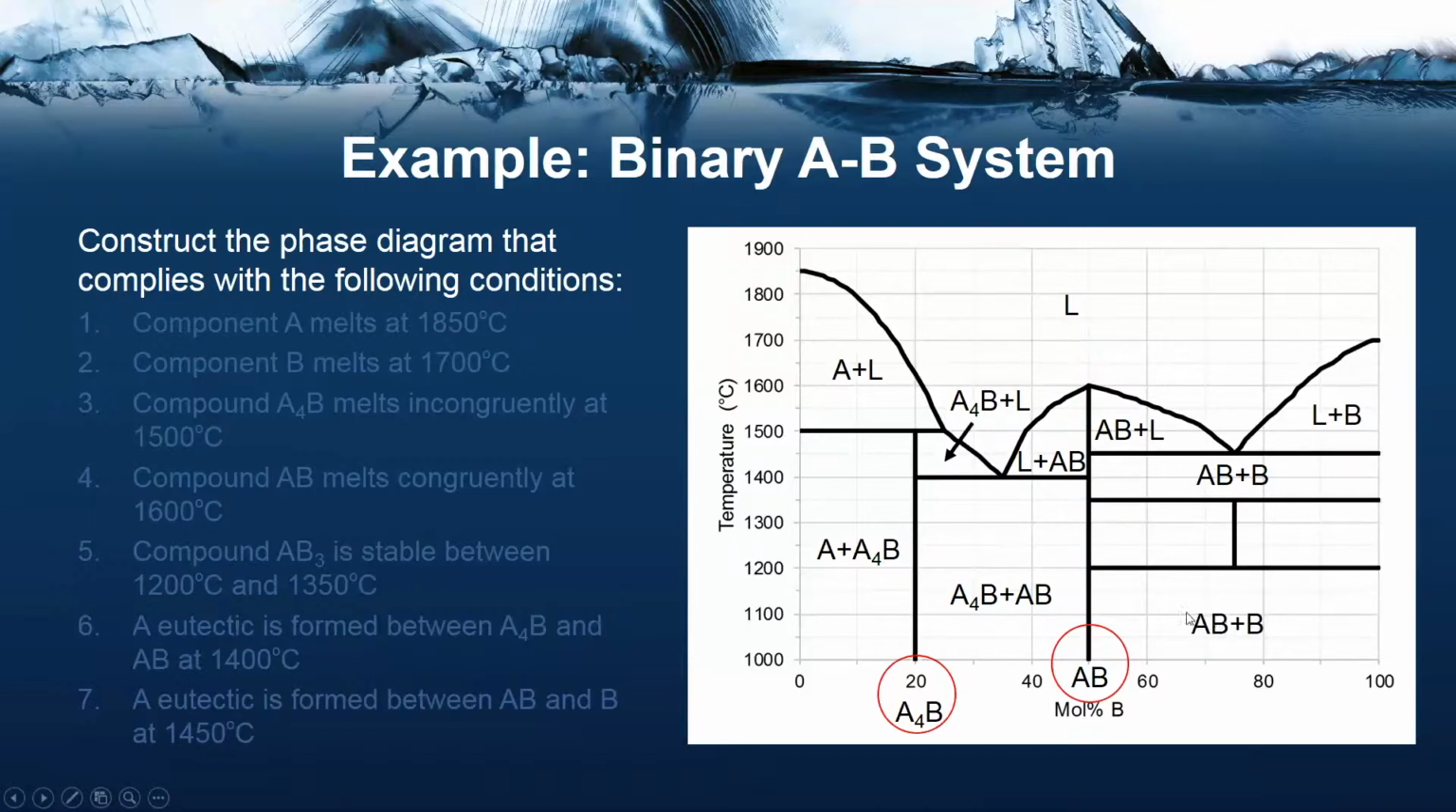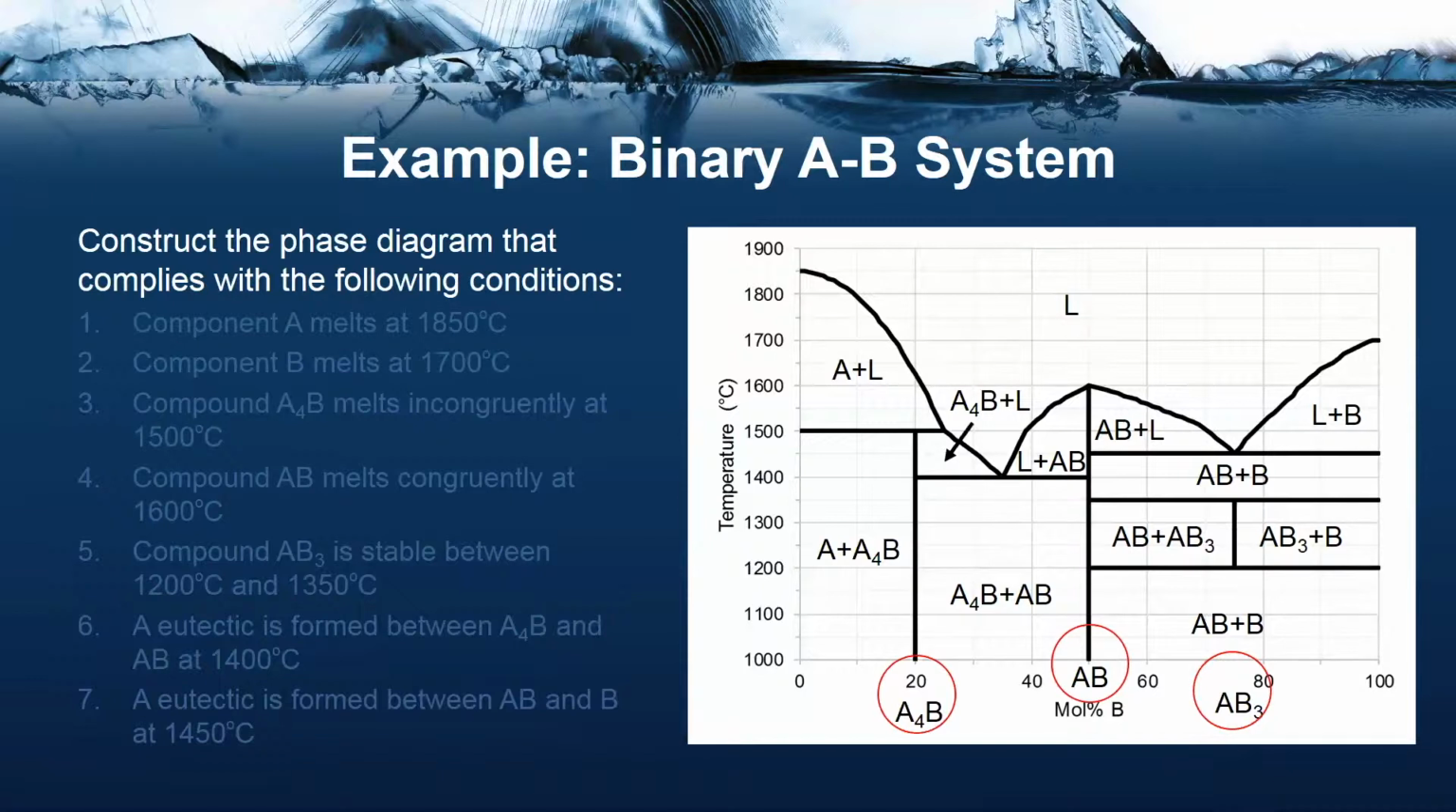Furthermore, we can add the same down here because this is just a decomposition reaction if you heat it in this composition. The last compound to be added is the AB3, which represents this line. So therefore, in this field, we have AB plus AB3, and in this one, we have AB3 plus B. So this diagram is now complete, and it contains all the information.